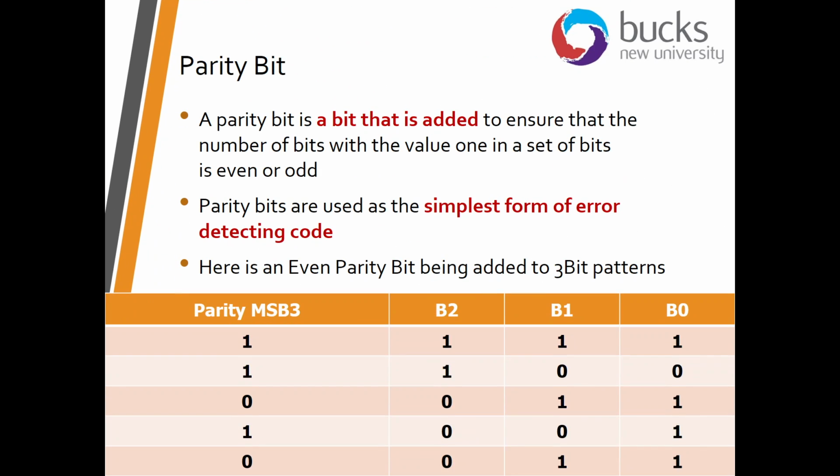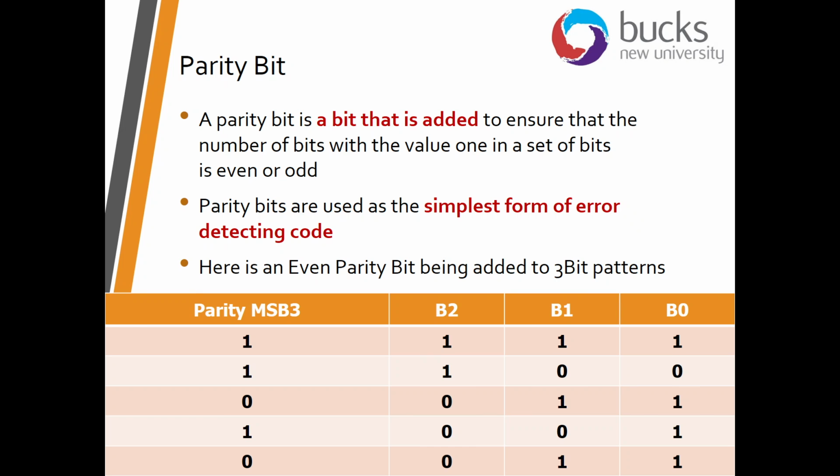So parity bits. A parity bit is a bit that is added to ensure that the number of bits with the value 1 in a set of bits is either odd or even. Parity bits are used as the very simplest form of error detecting code, and here we have an even parity bit being added to 3-bit patterns. The 3-bit patterns that we have are bit 01 and bit 02, and those 3-bit patterns are the data we're trying to transmit. In this table, I have 5 rows, 5 examples.